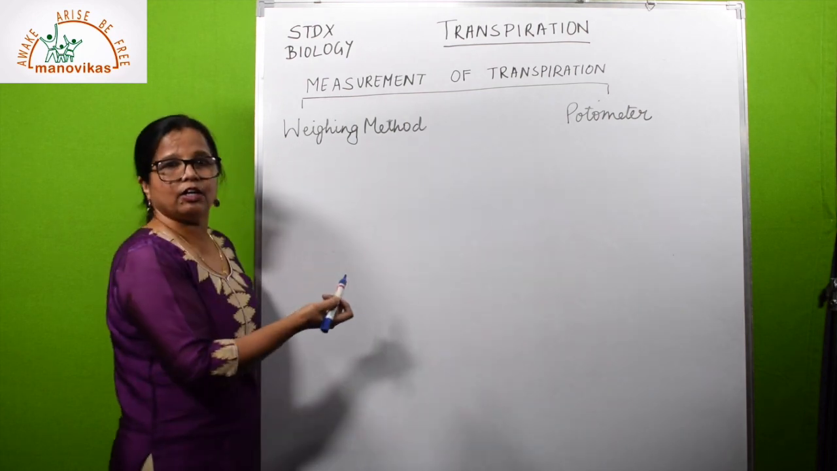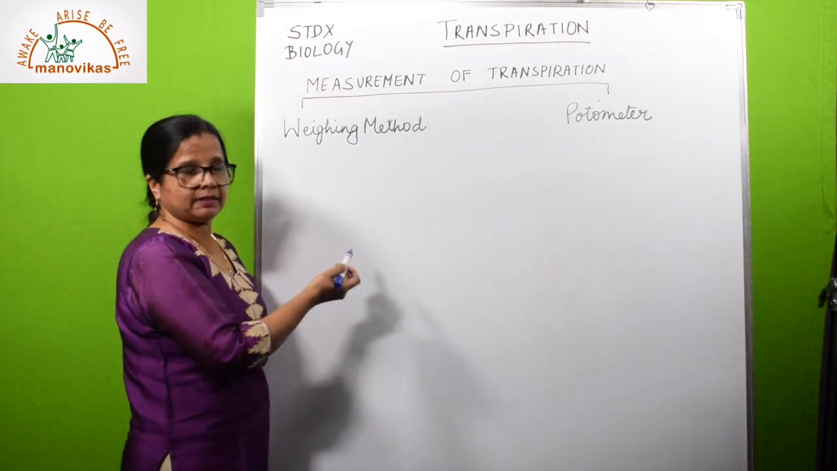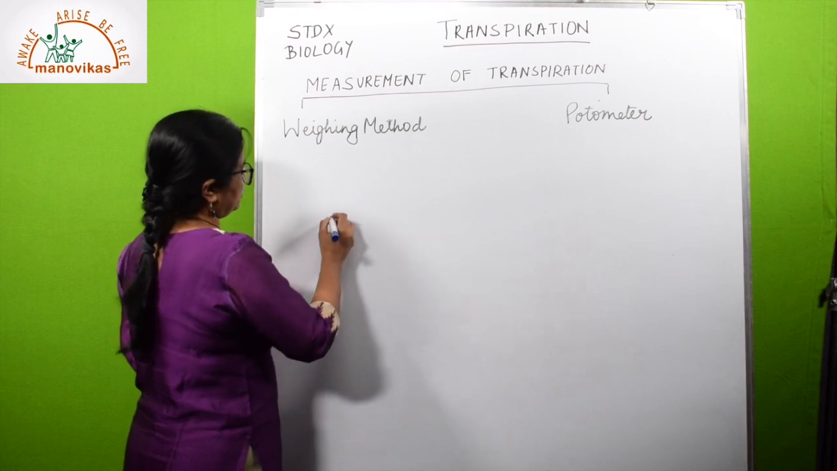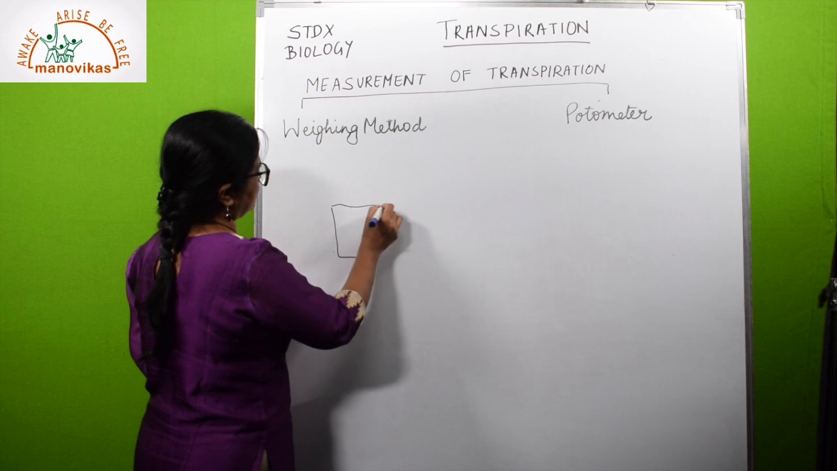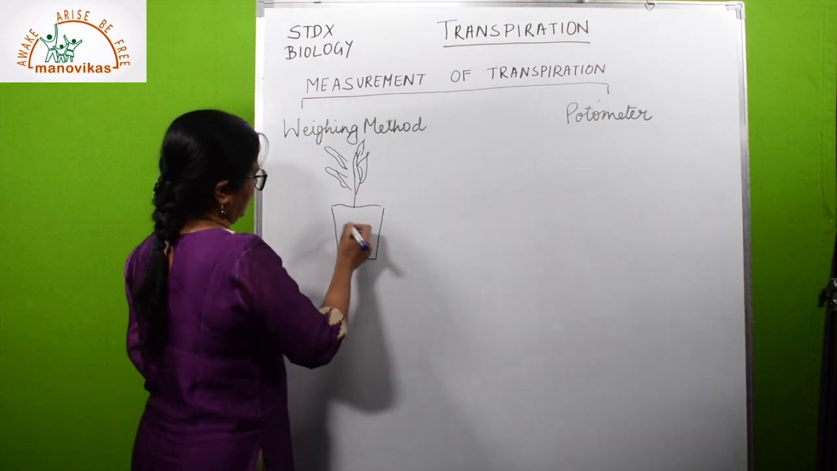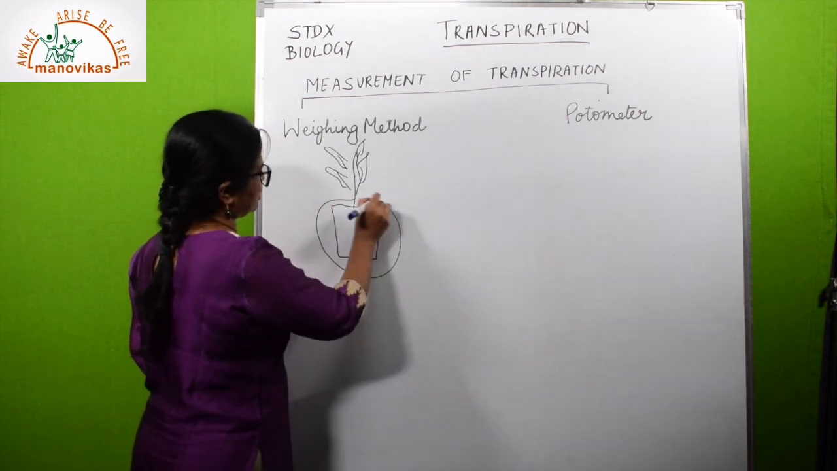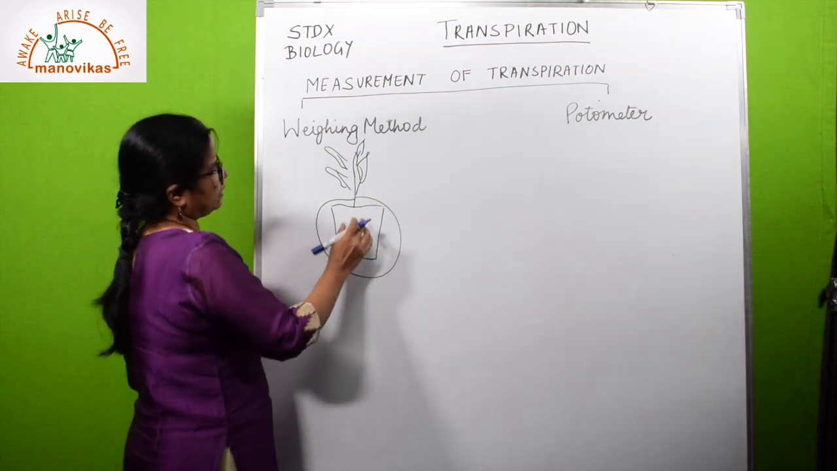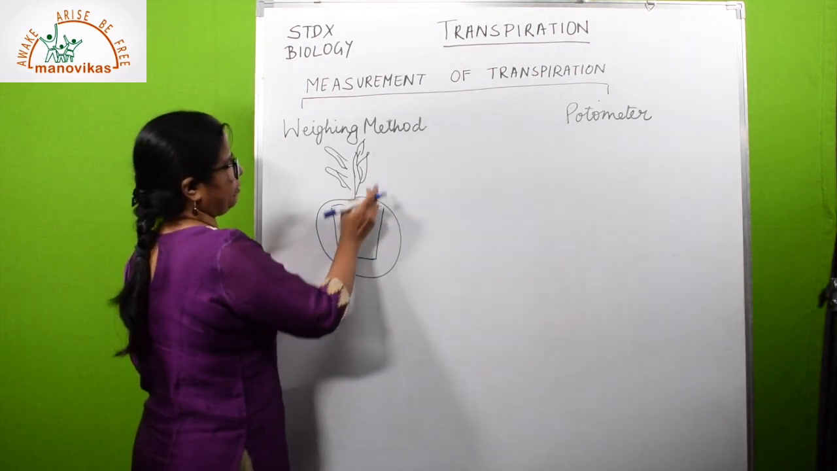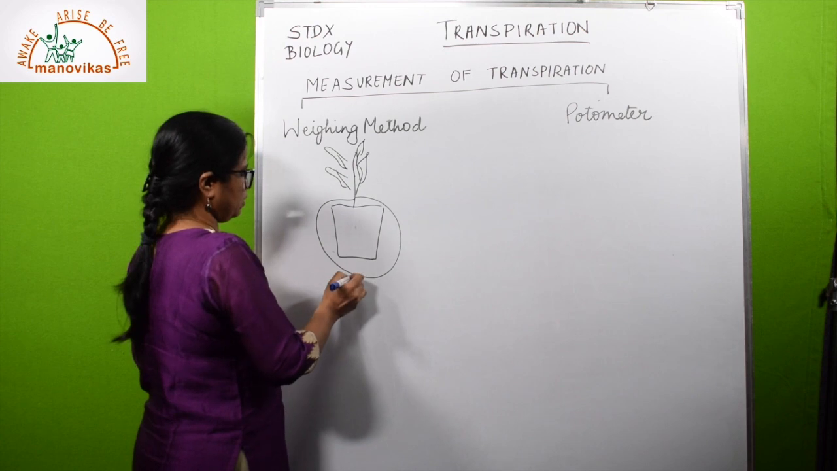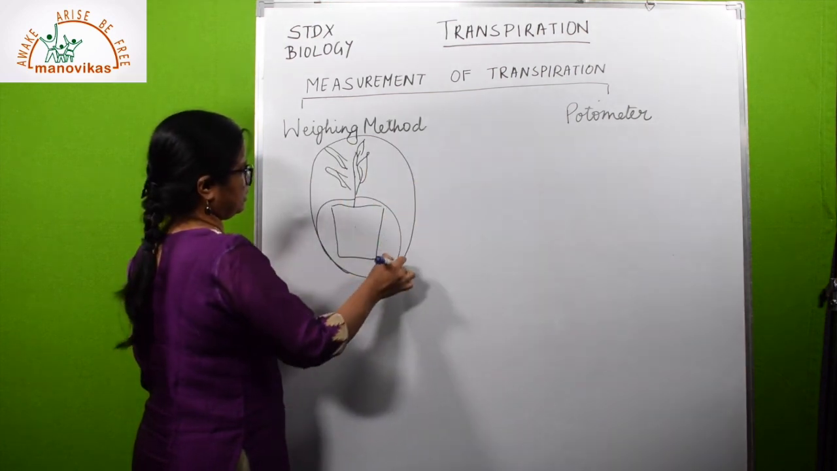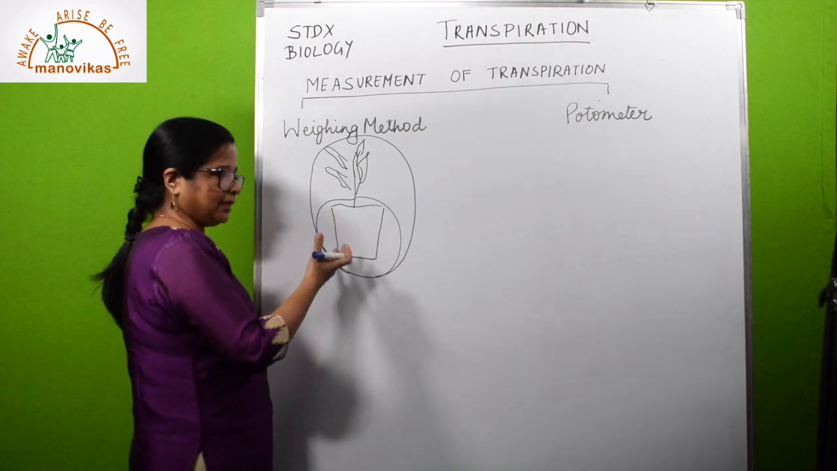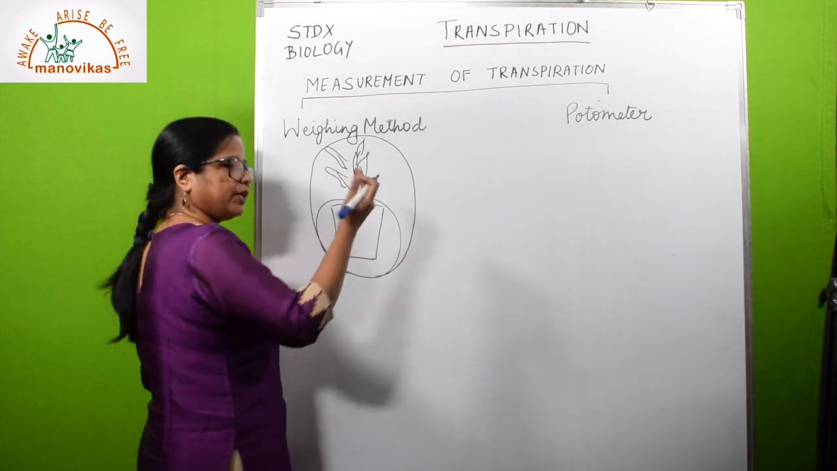So it can be done using two methods, the weighing method and the potometer. For this method, we can take a potted plant and completely cover the soil so that the vapor that is coming out, the evaporation that is happening, does not interfere with our experiment. Then we cover this with another polythene bag, or we can use a bell jar also, which can be removed before taking the final weight.